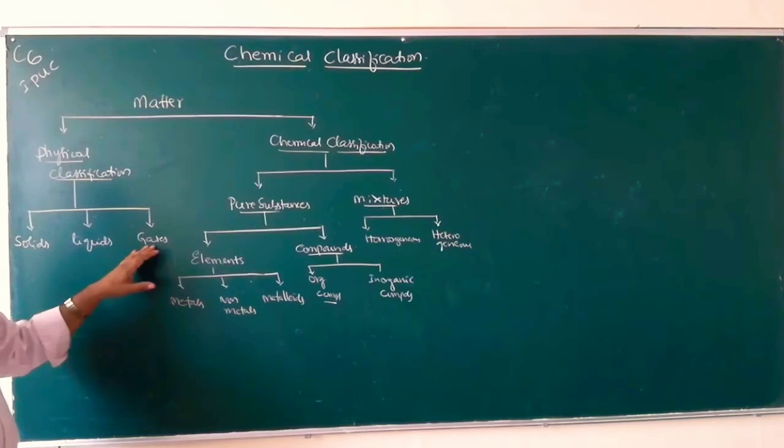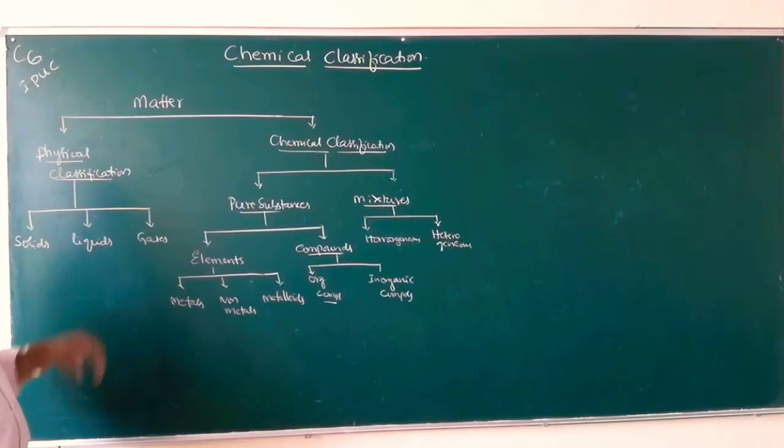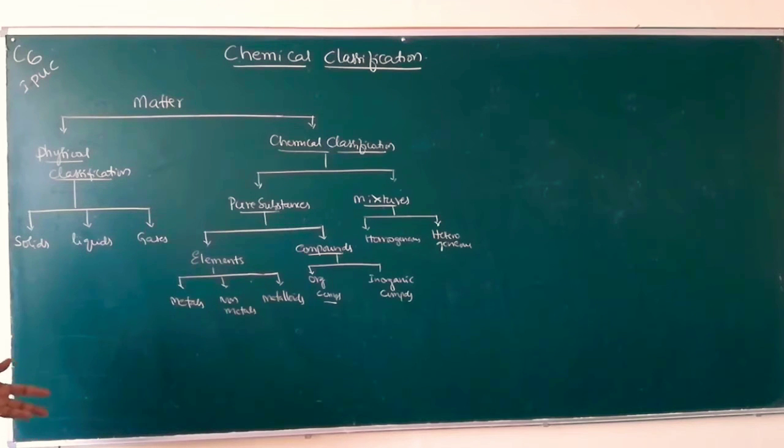Coming to gases. Gases are the substances which do not have definite volume and definite shape. Particles are very far away from each other. There is no force of attraction between the molecules. Molecules can move freely from one place to another. Therefore, they don't have any shape and don't have any definite volume, but they will occupy the entire space of the container or the room.